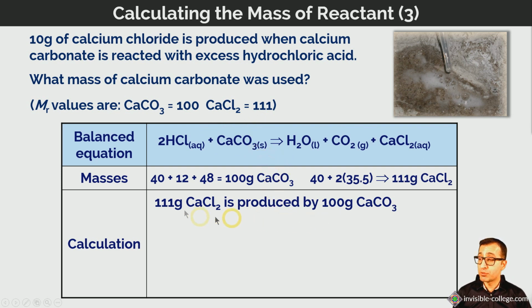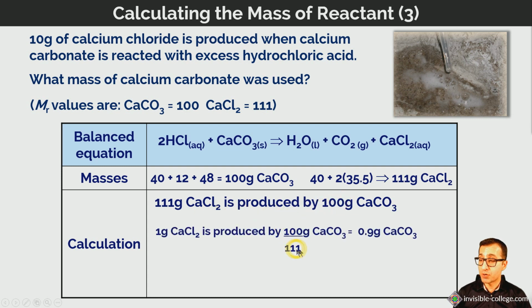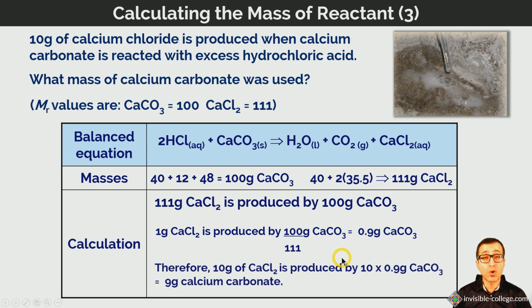Therefore, if we wanted to produce 1 gram of calcium chloride, we would divide 100 grams by 111, and this tells us that we require 0.9 grams of calcium carbonate to produce 1 gram of calcium chloride. So now we can answer the question. To produce 10 grams of calcium chloride, we would need to multiply this value by 10, and this of course gives us 9 grams of calcium carbonate required.